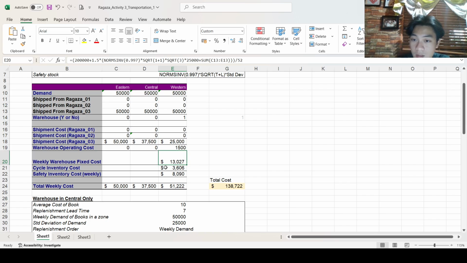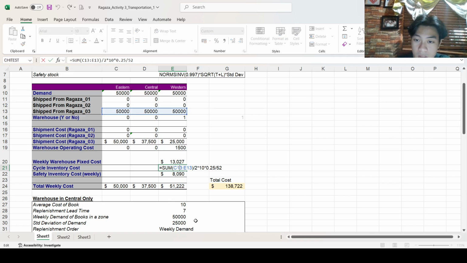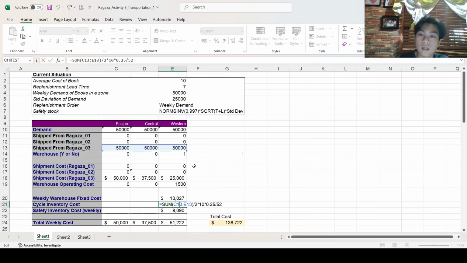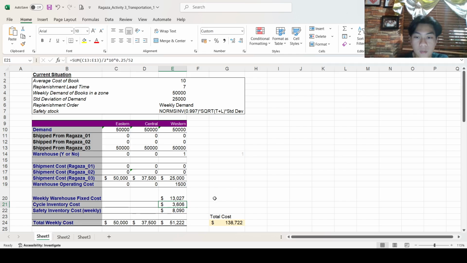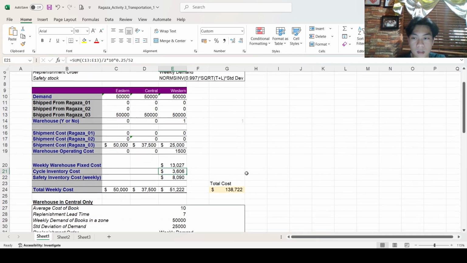Next is the cycle inventory, which is 3,606, and this is the formula by clicking this cell, which sums the 3 regions and their own ship demand, which is 50,000, and then divided by 2 times 10, which is the average cost of a book, times the 0.25, and then the total weeks in a year. And then we will get the 3,606.